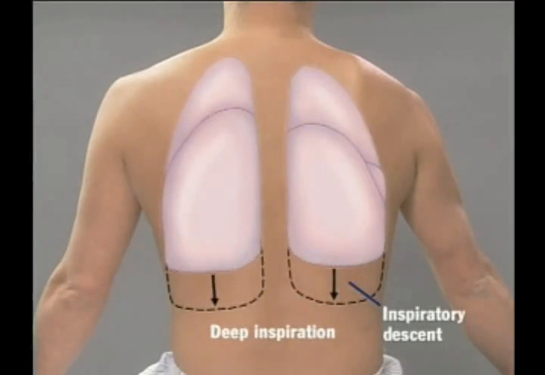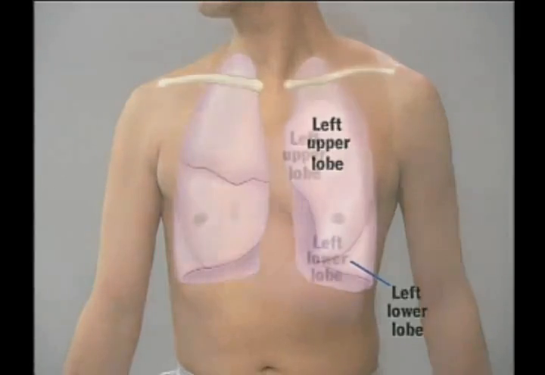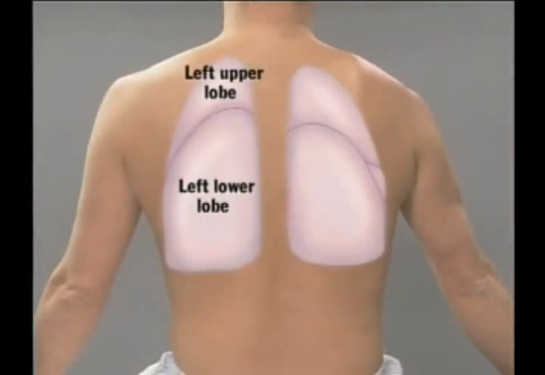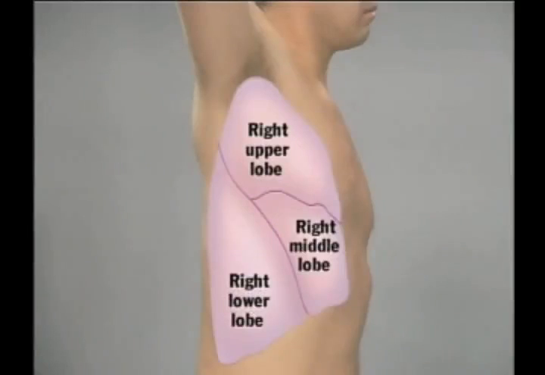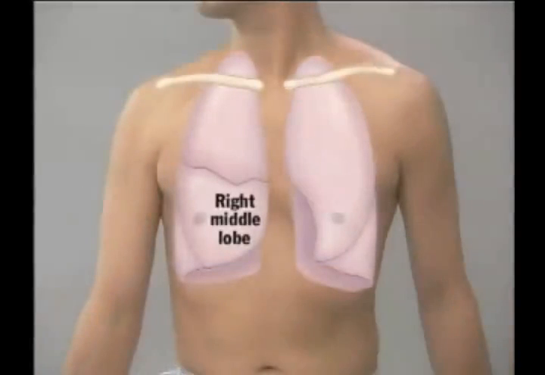The left lung is divided into 2 lobes and looks like this: anteriorly, laterally, and posteriorly. The right lung is divided into 3 lobes and looks like this: anteriorly, laterally, and posteriorly. Note that the right middle lobe underlies the axilla. Later, you will auscultate this 3rd lobe separately.